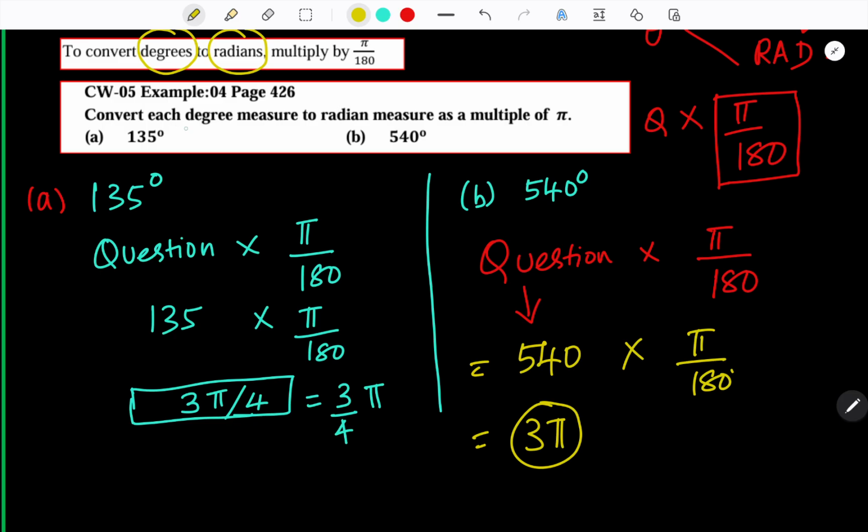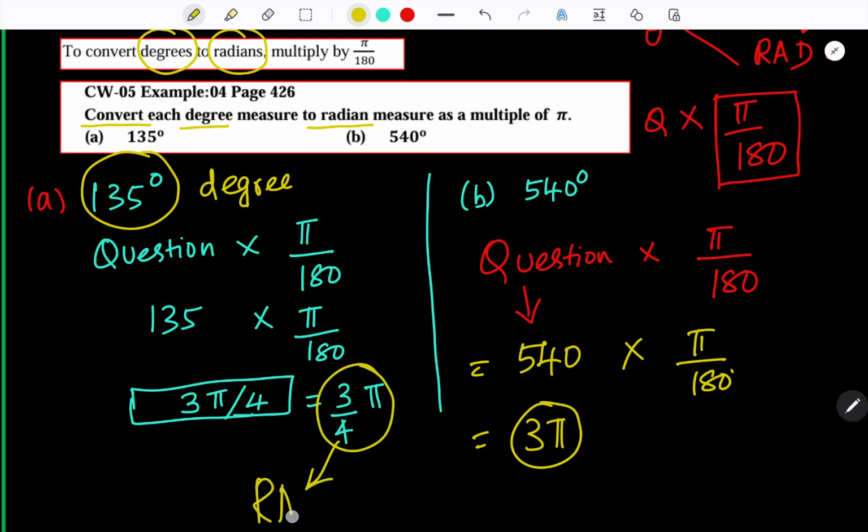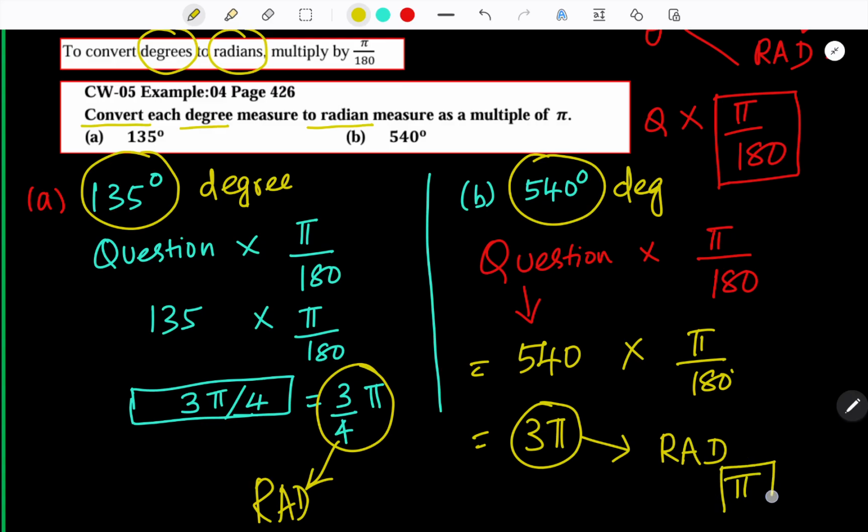So the question is convert each degree to radian. It means this is your degree, right? And this is your radian. Radian means you should have pi in your answer. Keep in your mind, radian means pi.